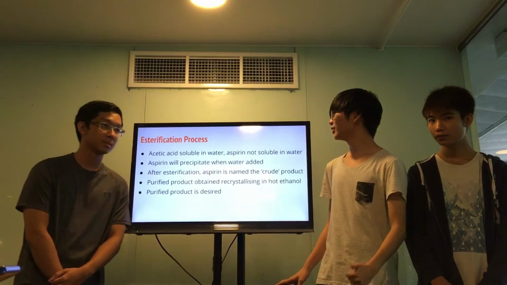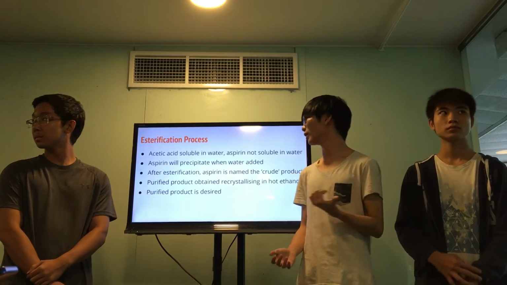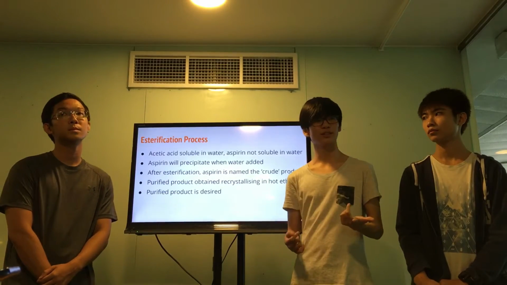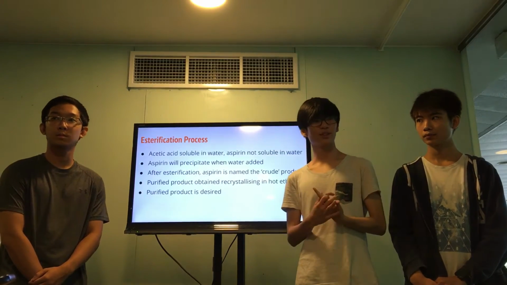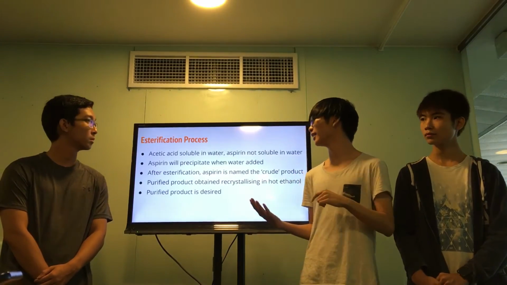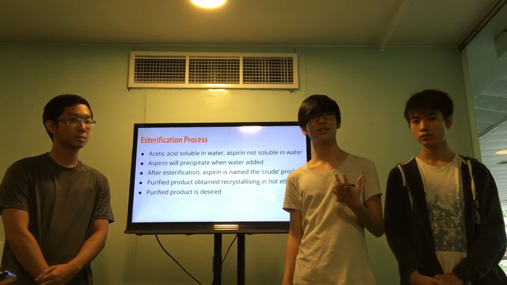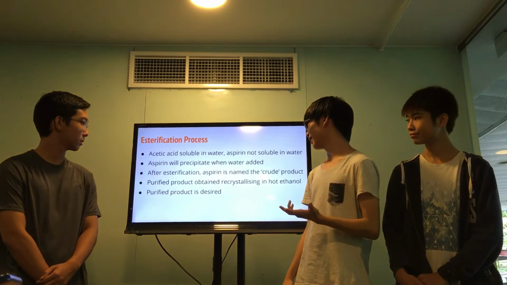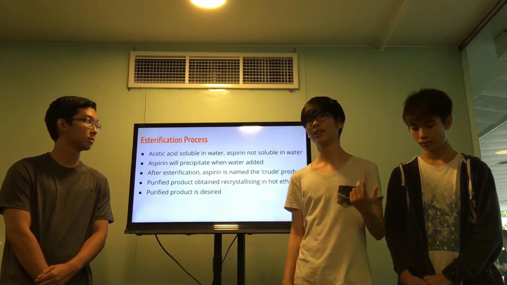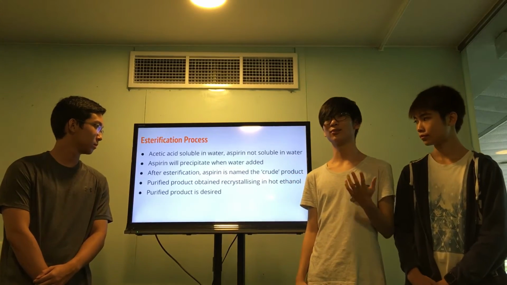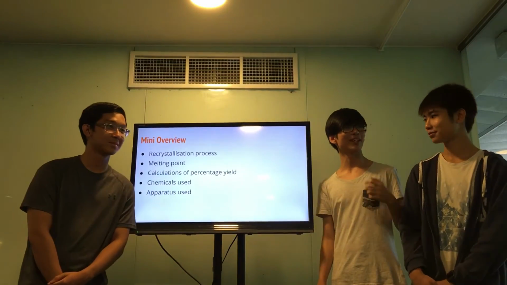So during the esterification process, the acetic acid is soluble in water, and yet the aspirin is not. So when aspirin is mixed with water, it will precipitate out. After the esterification process, the aspirin that we obtain is called the crude product. After obtaining the crude product, it is dissolved in hot ethanol and is then recrystallized to form a pure product. Now I will pass my time over to Gabriel.